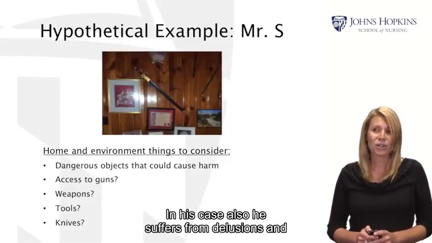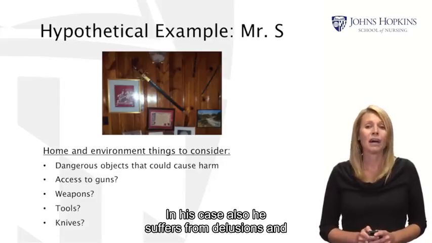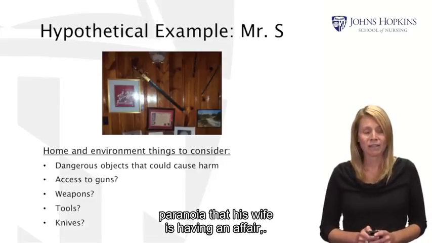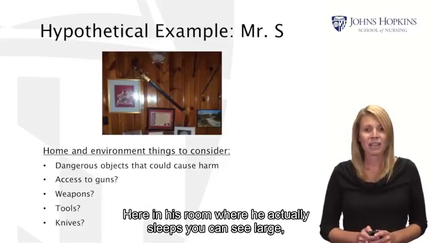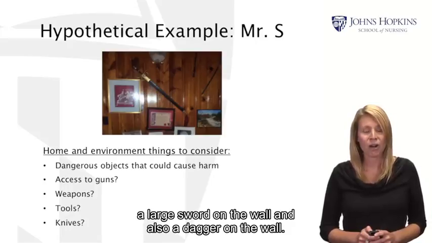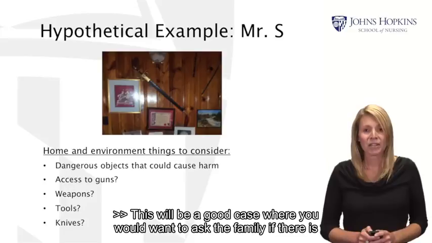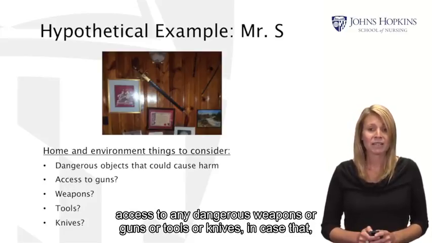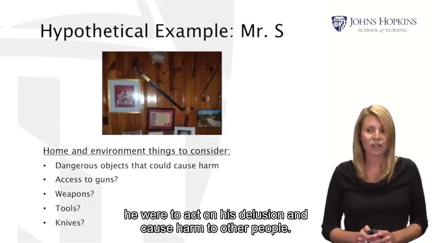In his case also, he suffers from delusions and paranoia that his wife is having an affair. Here in his room where he actually sleeps, you can see a large sword on the wall and also a dagger on the wall. This would be a good case where you would want to ask the family if there is access to any dangerous weapons or guns or tools or knives in case he were to act on his delusions and cause harm to other people.